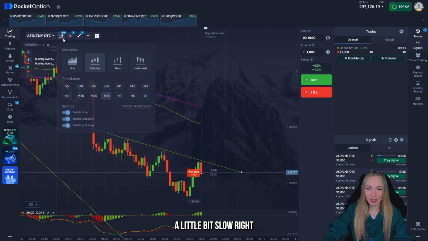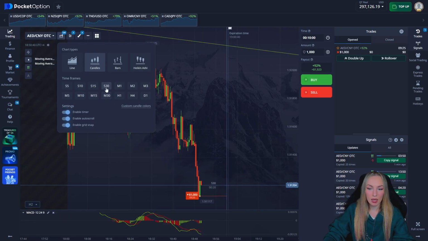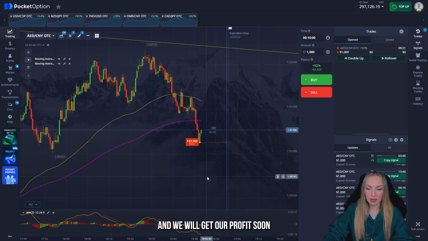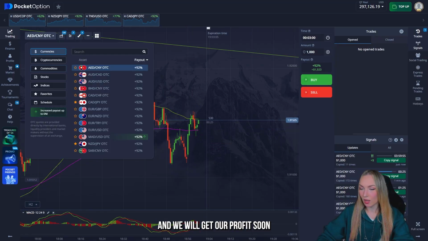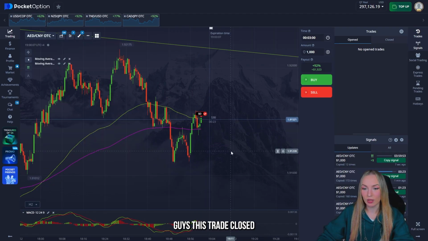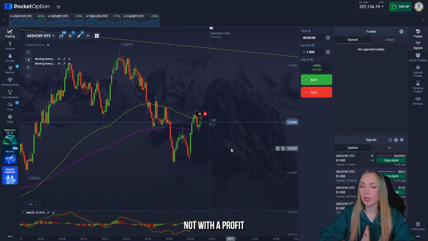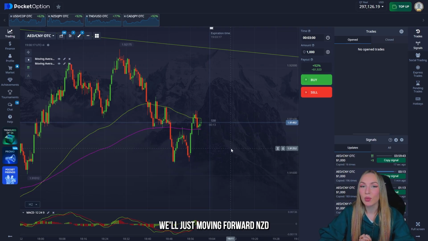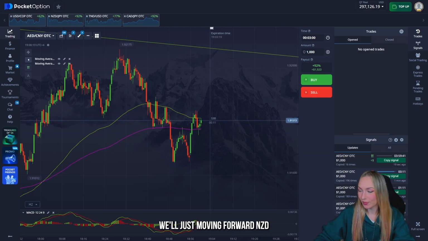A little bit slow, right? Because we are operating today on the big time frames. That's why I'm entering for 5 and 10 minutes. Yeah, I believe that it will go down and we will get our profits soon. Unfortunately, guys, this trade closed not with a profit. That's okay. 70-80% of the trades are profitable and 20-30% are not. That's completely fine. We will just move forward.